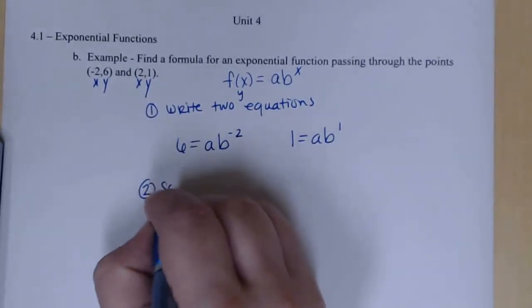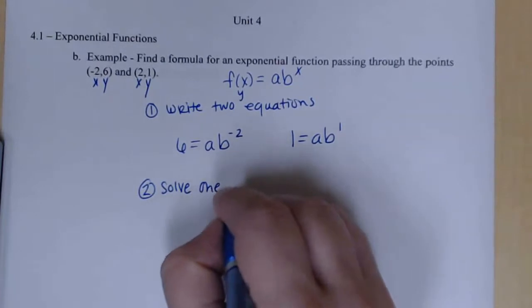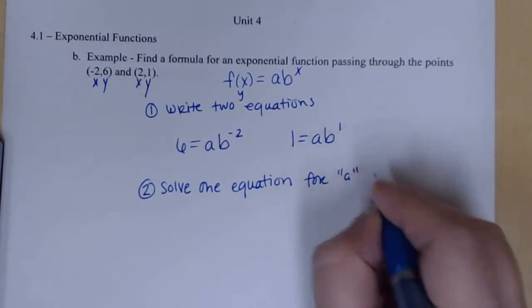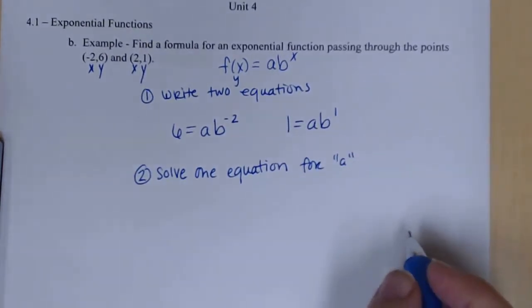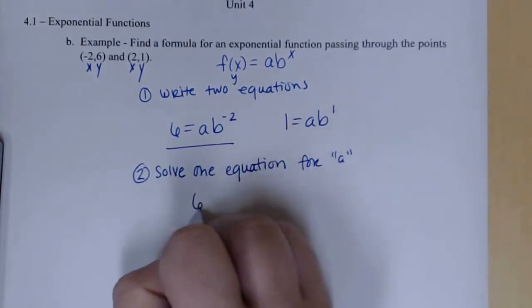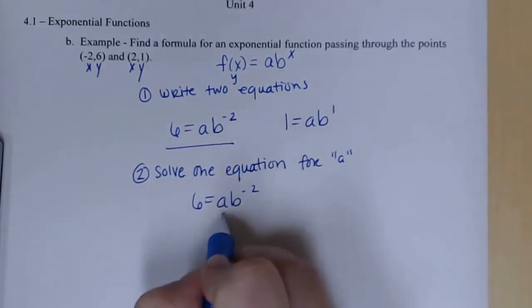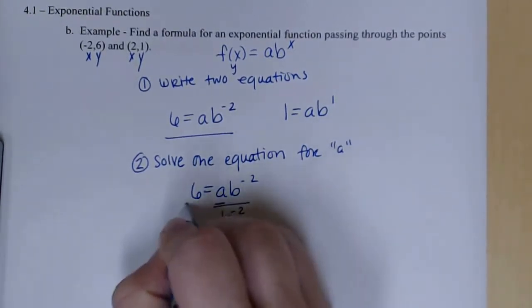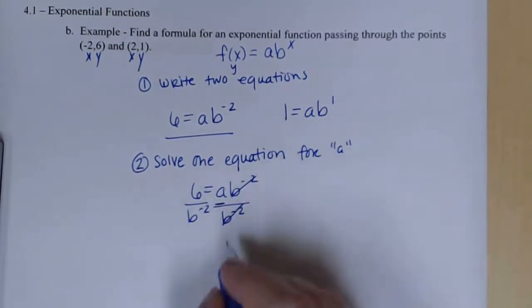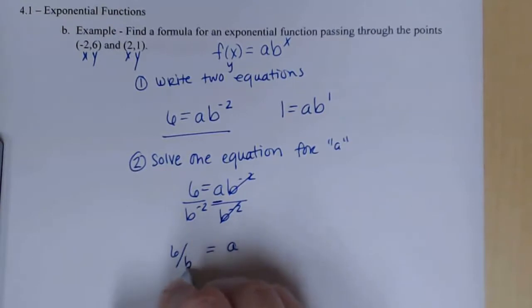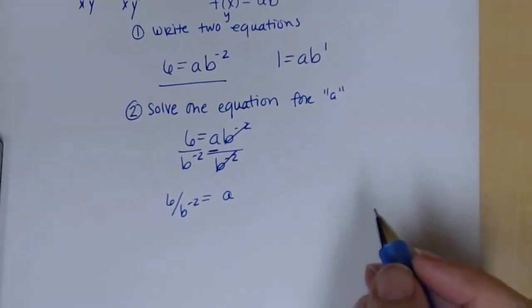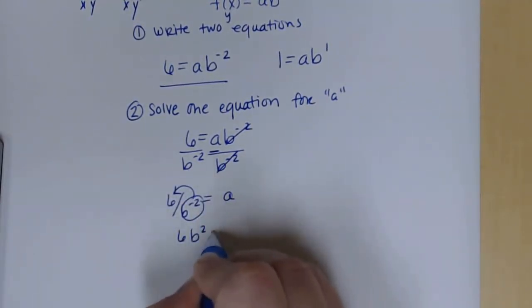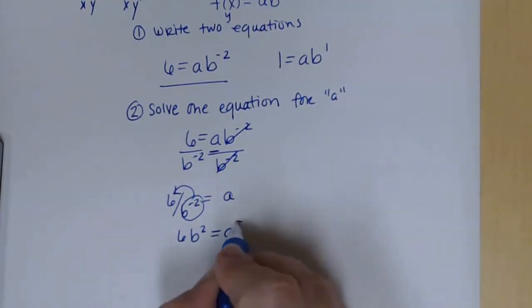Step 2, we want to solve one equation for one of those missing letters. And we're going to solve the first one for, say, a. Irrelevant whether it's a or b, but just solve for one of them. So I'm going to use this equation here, 6 equal to ab to the negative 2, and I'm going to solve for a. Well, this is being multiplied by b to the negative 2, so I'm going to divide by b to the negative 2. This cancels, and I get a equal to 6 over b to the negative 2. But working with exponents, we saw this at the beginning of the section, we can move this piece up to the top, and that would be 6b squared is equal to a. So now I have it solved for a.